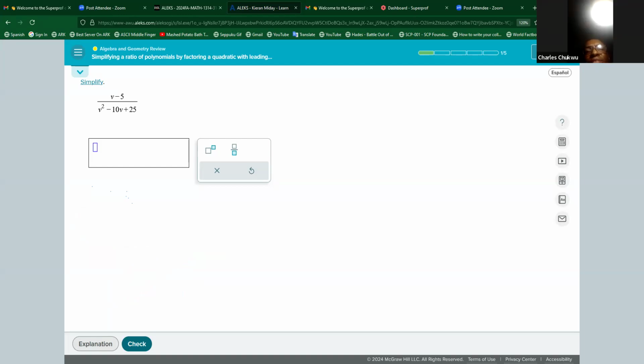Remember the questions we asked ourselves. What two numbers would you multiply to give you 25? And what two numbers would you add to give you minus 10? So I'm sure those two numbers are pretty much in your head right now. What two numbers would they be? 5 and 5, right? Yes. Minus 5, minus 5.